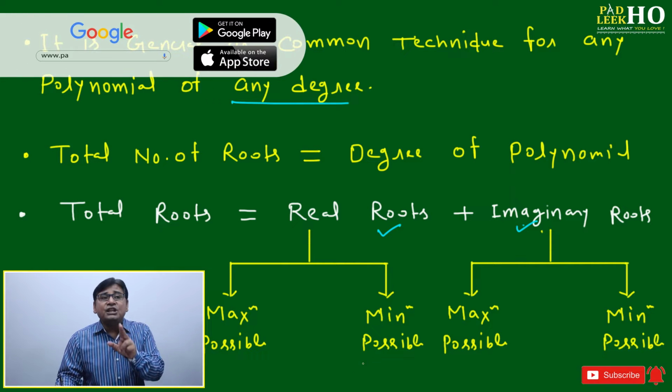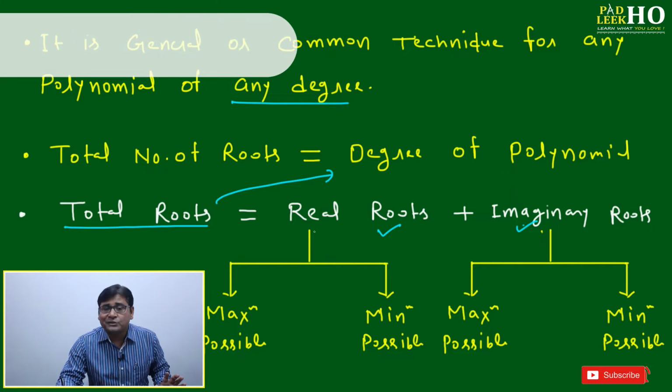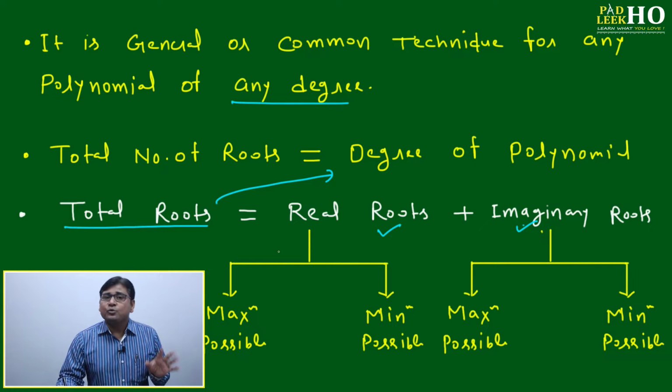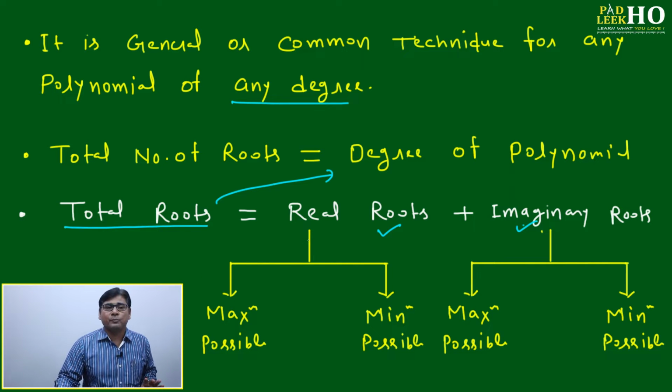But the sum of these two will always be the total roots, and the total roots will always equal the degree of the polynomial. That is not going to change. If the degree is 7, then the total roots will be 7 only. It is not going to become 8 or 6. It is not going to become 5 or 4. It will always be 7.